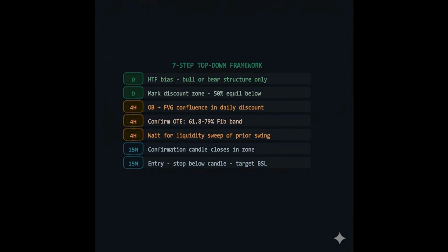Step 4. 4-hour chart. Confirm OTE alignment at the 61.8 to 79% band. Step 5. 4-hour chart. Wait for the liquidity sweep of a prior swing. Step 6. 15-minute chart. Wait for a confirmation candle inside the confluence zone. Candle must close. Step 7. Entry at candle close, stop below candle low, target at next BSL.